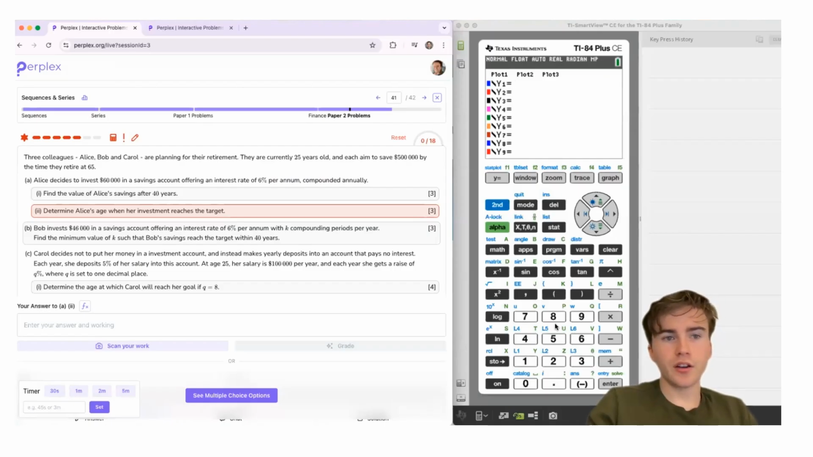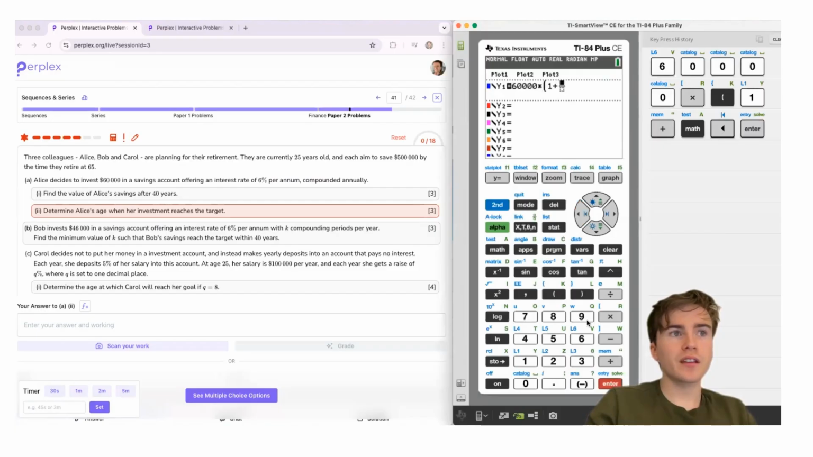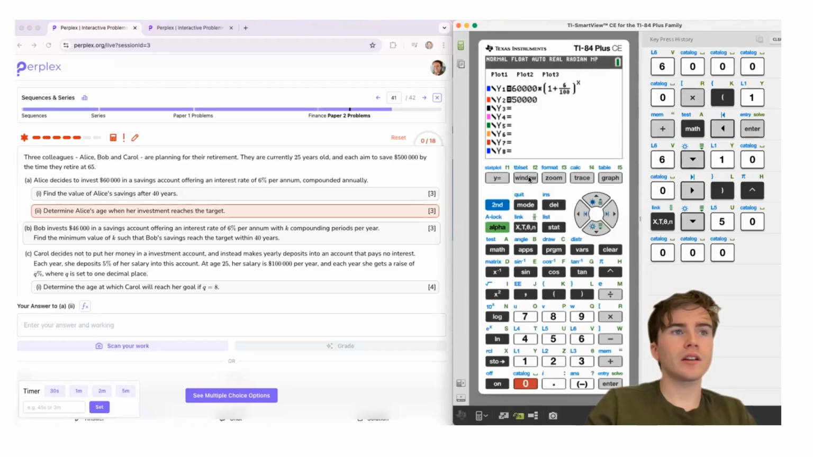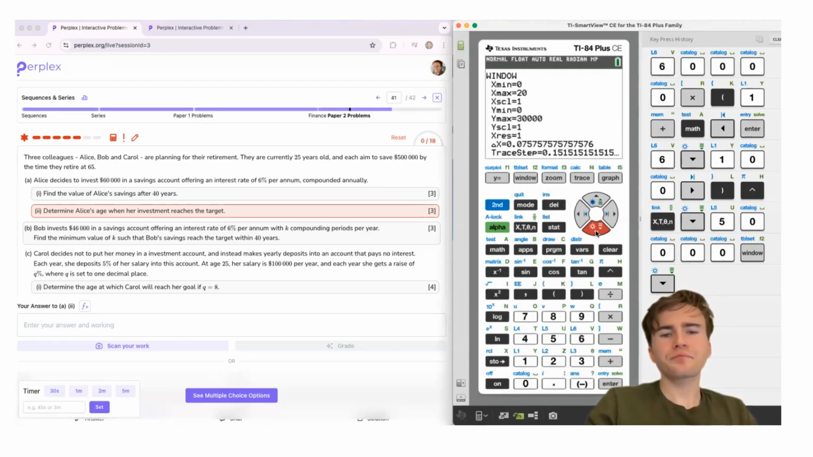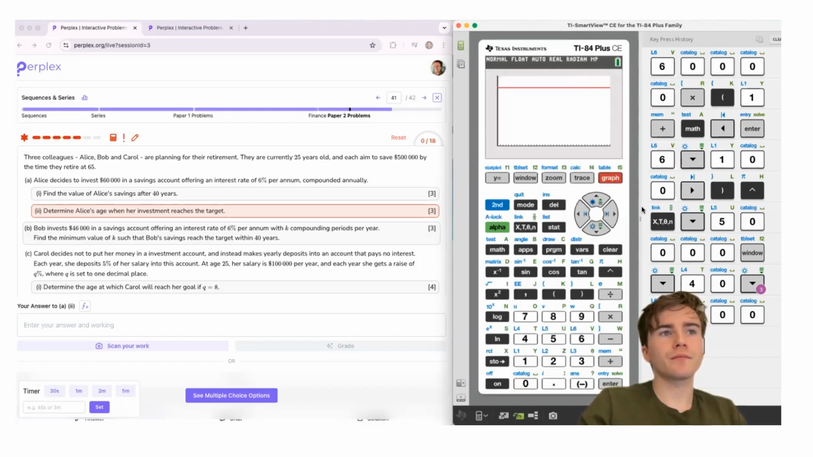That is working, very good. Okay, so we said that the value of her account was going to be 60,000 times, let me put a bracket, 1 plus, do a fraction here, 6 over 100 to the power of x, the number of years. And we want to figure out when she's going to have 500,000. Right, so before I hit enter, let's just check my window. We know that when she's 40, she's going to have 600,000, so it's going to be less than 40. So between 0 and 40 for the x window. And the y window, we can do 0 to maybe 600,000 because we want to see the line 500,000. So let's graph this.